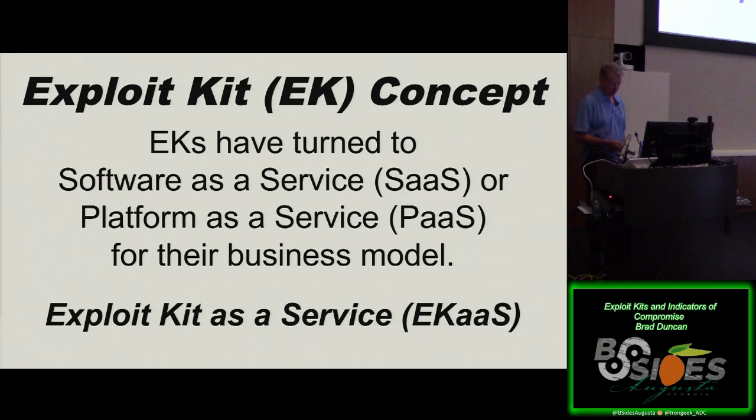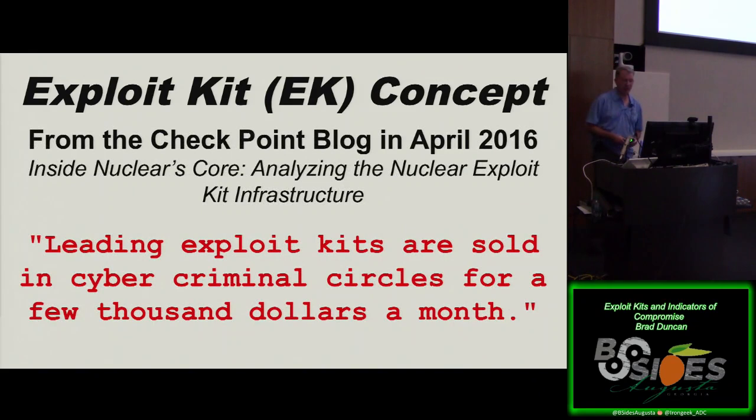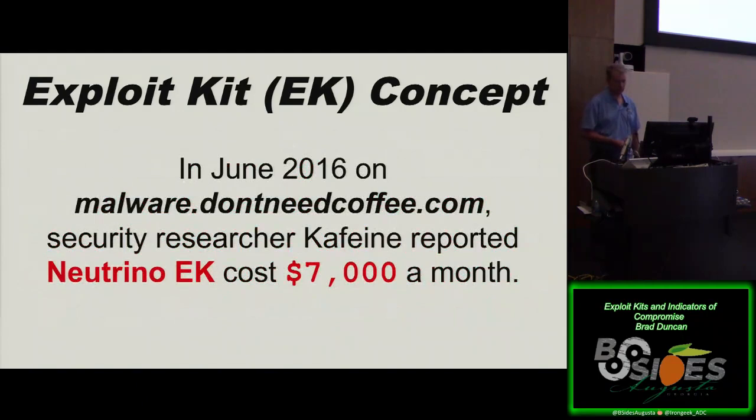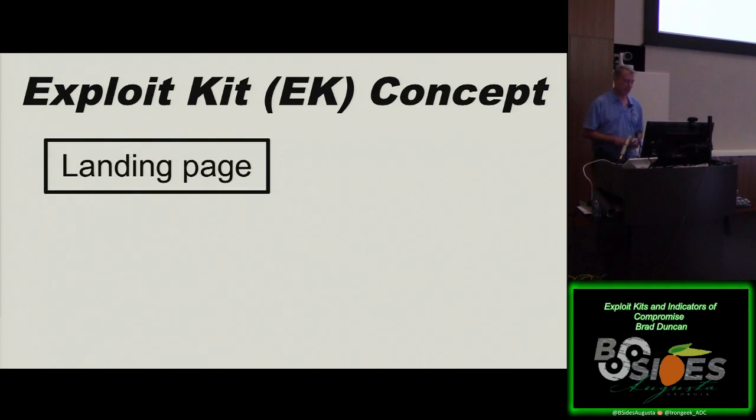So how much does it cost? Well, in April 2016, the Checkpoint blog published a study on Nuclear exploit kit. And in it, they said that leading exploit kits are sold in cyber criminal circles for a few thousand dollars a month. That is just Benjamins a day. In June 2016, malware.dontneedcoffee.com, the security researcher Kafeine that runs that site, reported that Neutrino exploit kit costs $7,000 a month. That was shortly after Angler exploit kit disappeared from the exploit kit scene, which was about that price. Prior to that, Neutrino was costing around $3,500 a month.